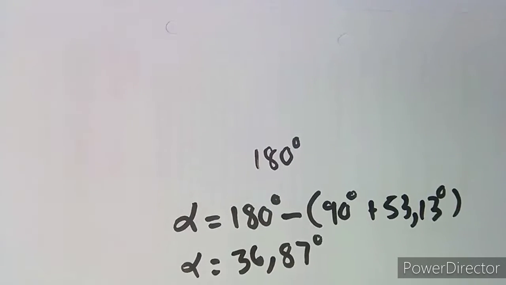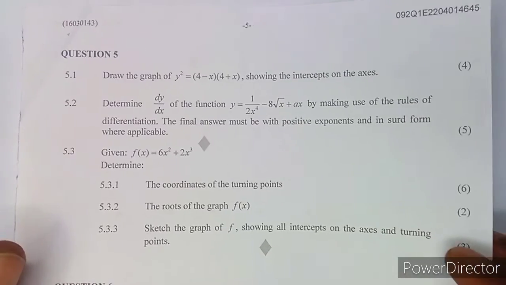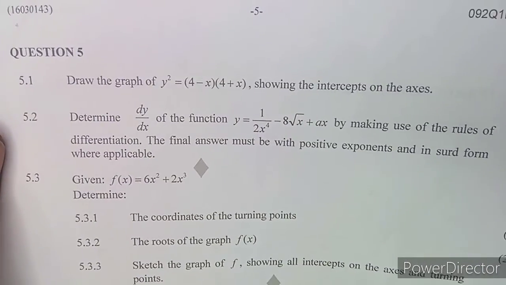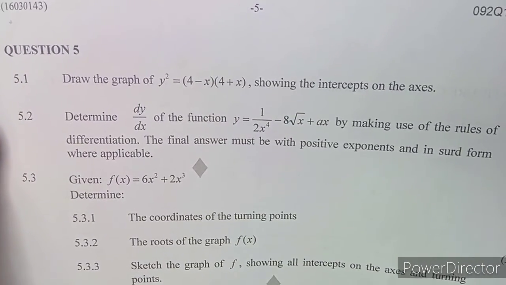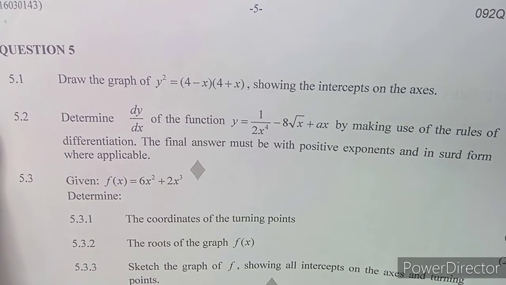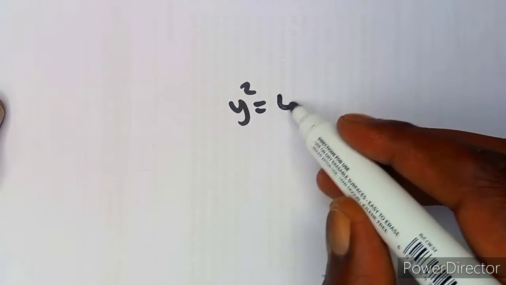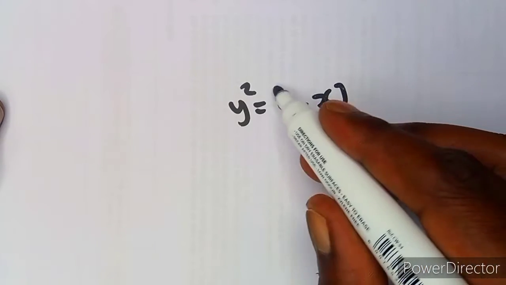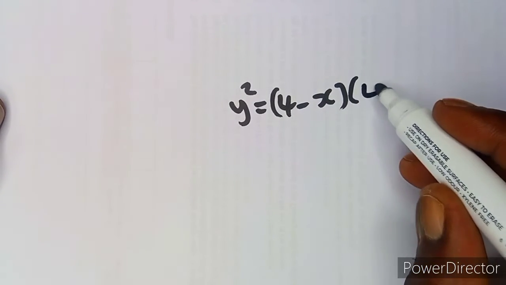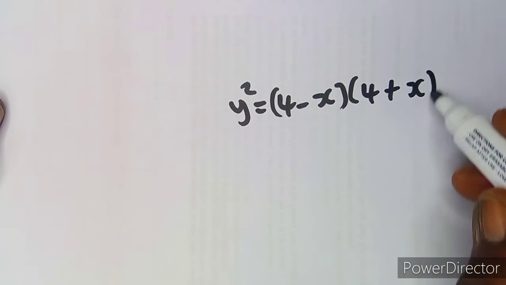Okay, then the other question we were given, question 5, which is a continuation, where we are given to draw the graph of y squared is equal to 4 minus x into 4 plus x, showing the intercepts of the axes. Okay, this question, most of us, we confused something which was very, very small. Let me just explain about that part.